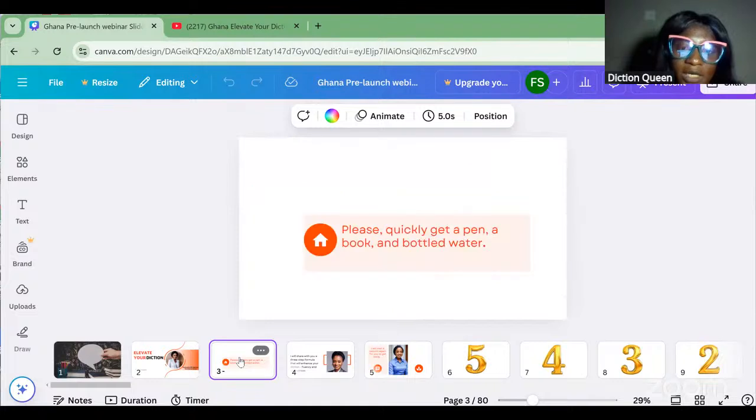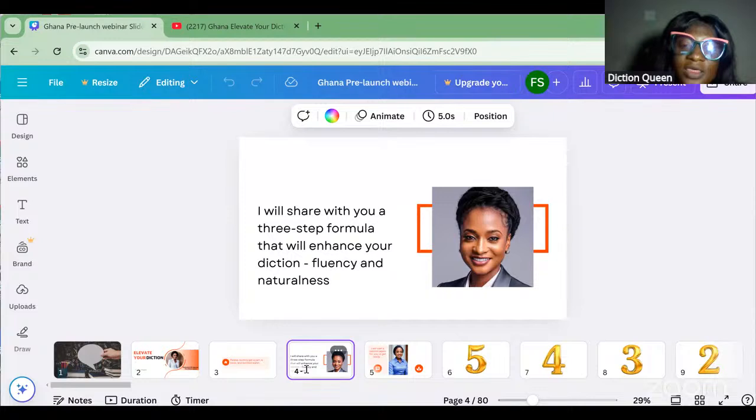So quickly, I'd like you to get a pen, a book, and water. I also have water here. It's going to be a long night, but of course, an interesting one and valuable one. So get a pen, get a book, and water. Tonight, I will share with you a 3-step formula that will enhance your diction.